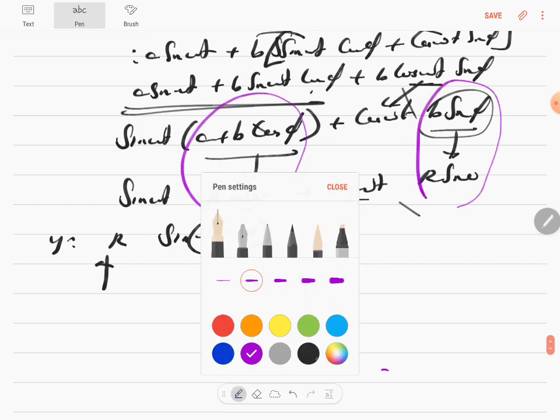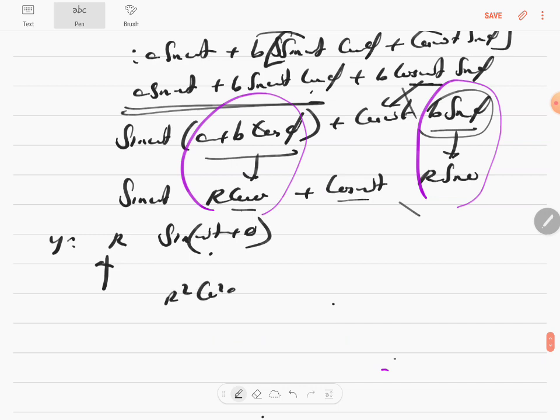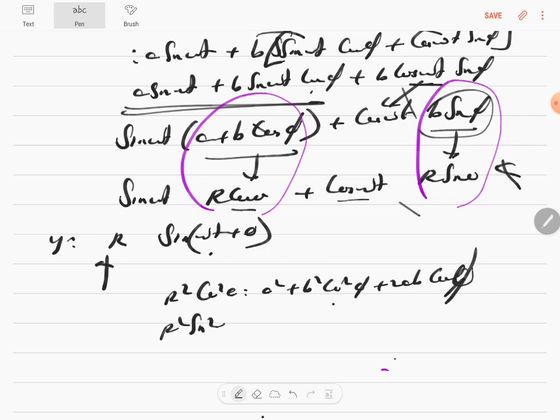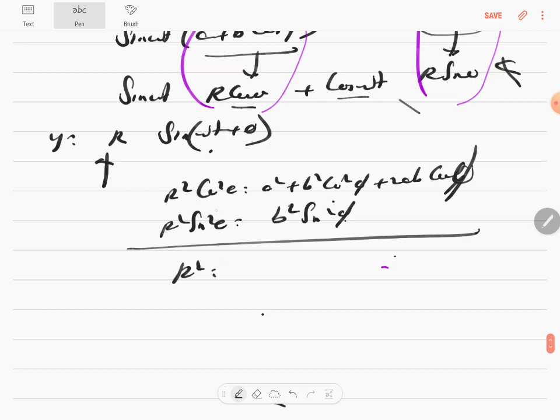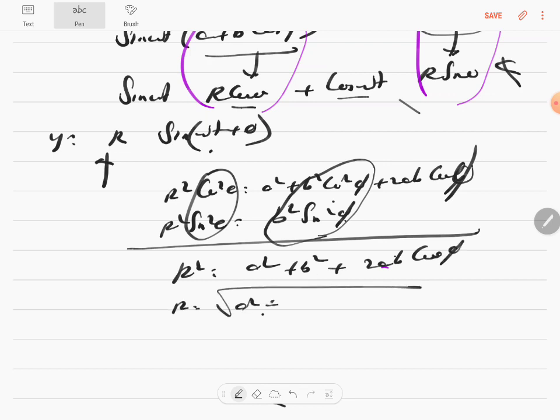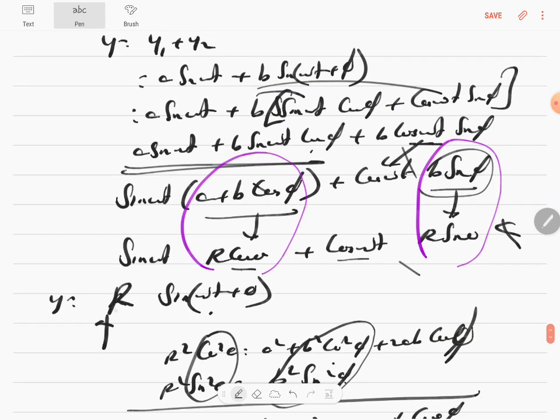Take these two quantities, square it. So you get r² cos² θ, which is a² plus b² cos² φ plus 2ab cos φ. Similarly, take what is on the right and square it. R² sin² θ, which is b² sin² φ. Add these two, you will get r² because cos² θ plus sin² θ is 1. So a² plus this and this will just become b² because cos² φ plus sin² φ is 1, plus 2ab cos φ. So r therefore is the root of a² plus b² plus 2ab cos φ, which talks about the resultant amplitude. R is nothing but the resultant amplitude.